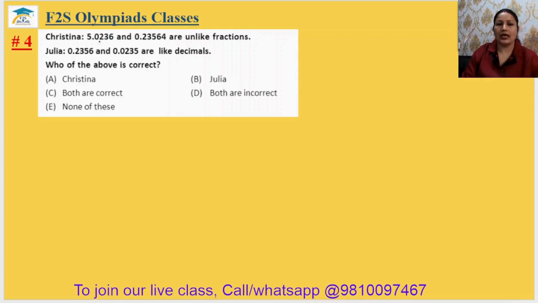Or we can say if the number of decimal digits is equal, then it is like decimals or like fractions. But here in the first pair it is not equal, so it is unlike decimal or unlike fraction. And in the second pair, we can see the number of decimal digits is the same. So that's why both are correct. The fourth answer will be option C.